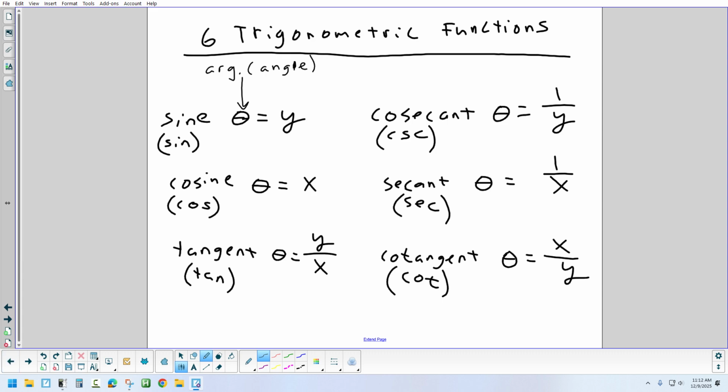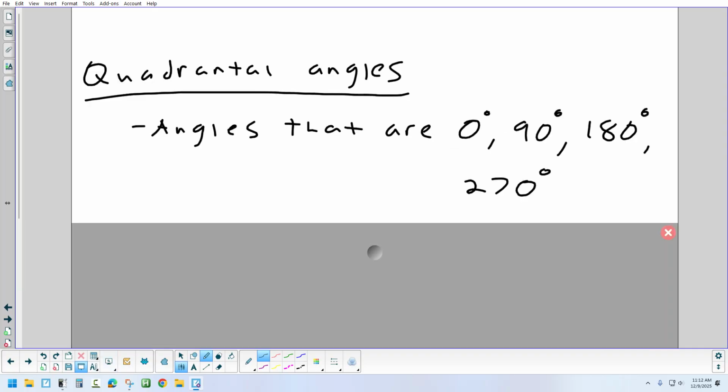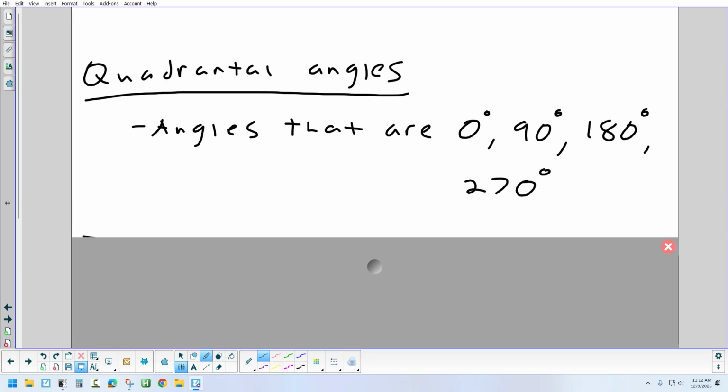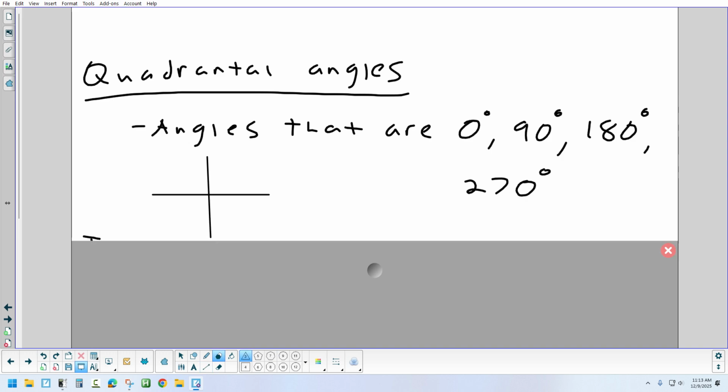All right, we're going to talk about different angles on the unit circle. But the first 4 we're going to talk about are the quadrantal angles. And those are the angles that are multiples of 90: 0, 90, 180, and 270. We should be able to figure out the coordinates for those 4 pretty easily. Okay, so let's say we have our xy axis. Let's put a circle on it.